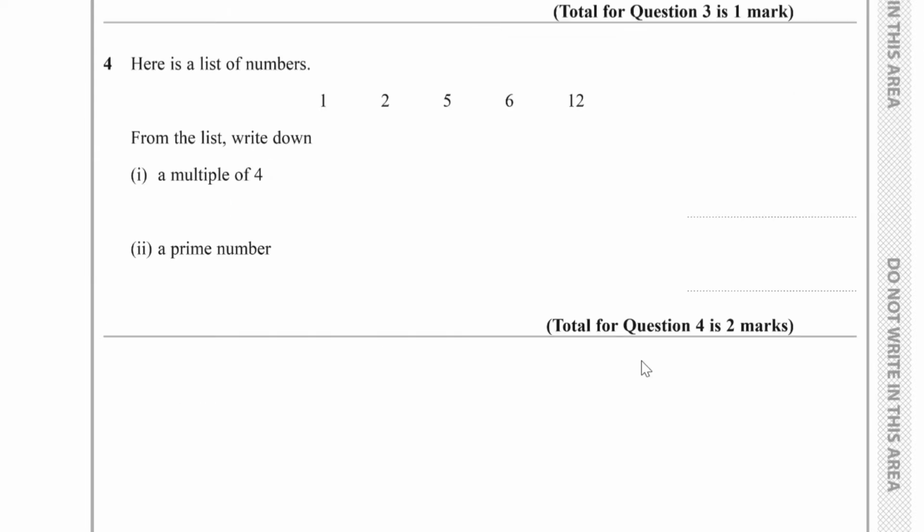Question number 4, here is a list of numbers. From the list we have to write down, for the first part, a multiple of 4. Well, if we think about the 4 times table, we've got 4, 8, 12, 16, etc. The number which is a multiple of 4 will be 12. Then we have to write down a prime number. Well, a prime number has 1 and itself only as factors. So the possible options we could choose will be the 2 or the 5. I'm going to write down the 5. 2, by the way, is the only even prime number.